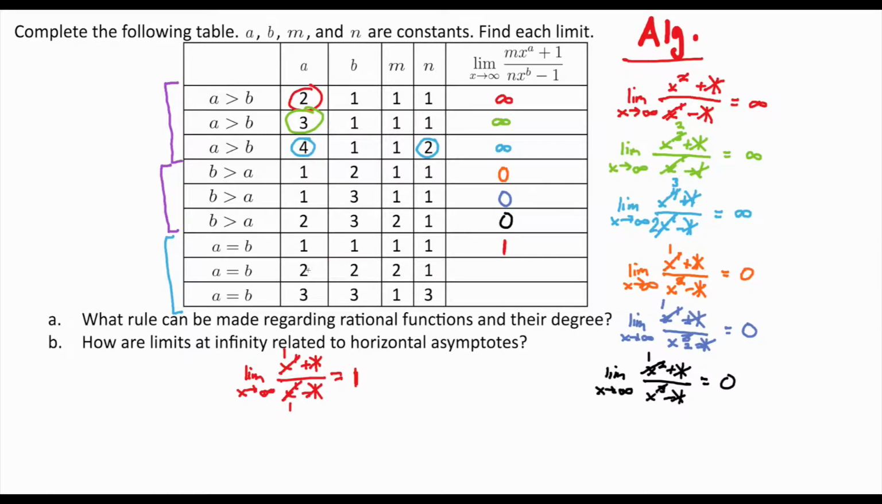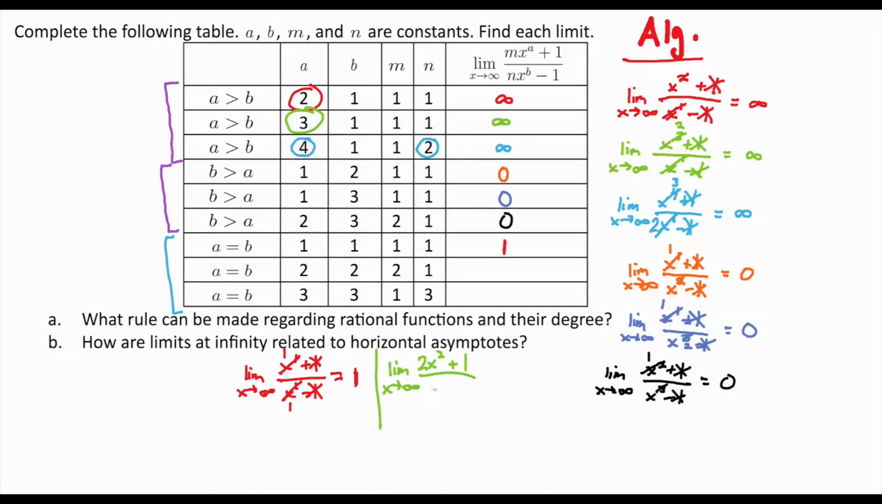Okay, now we're going to do 2, 2, 2, 1. So for the next one, it's A, B, M, and N are 2, 2, 2, 1. So we have the limit as x goes to infinity of x squared plus 1, but our M is 2, so I'm going to put a 2 in front of here.